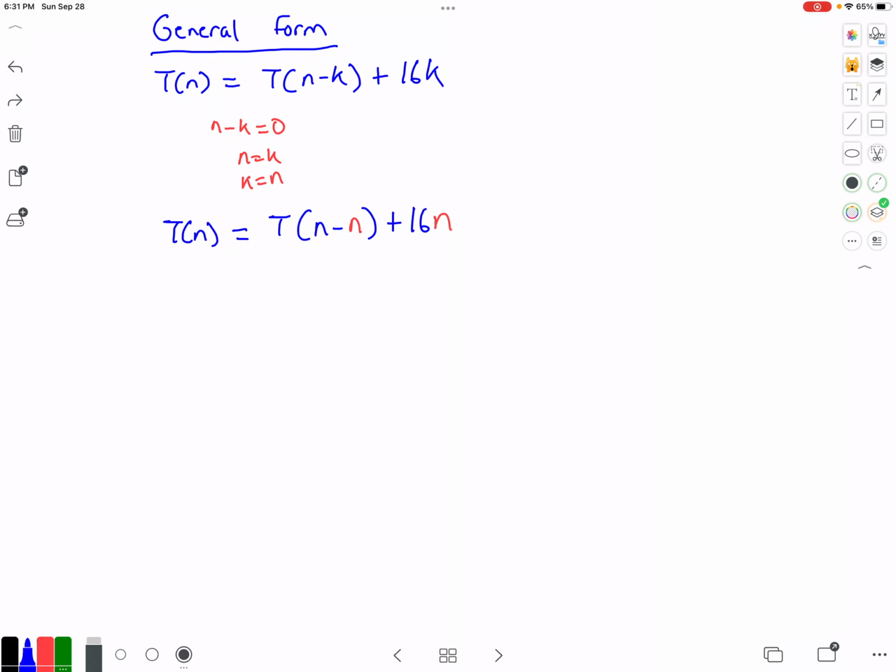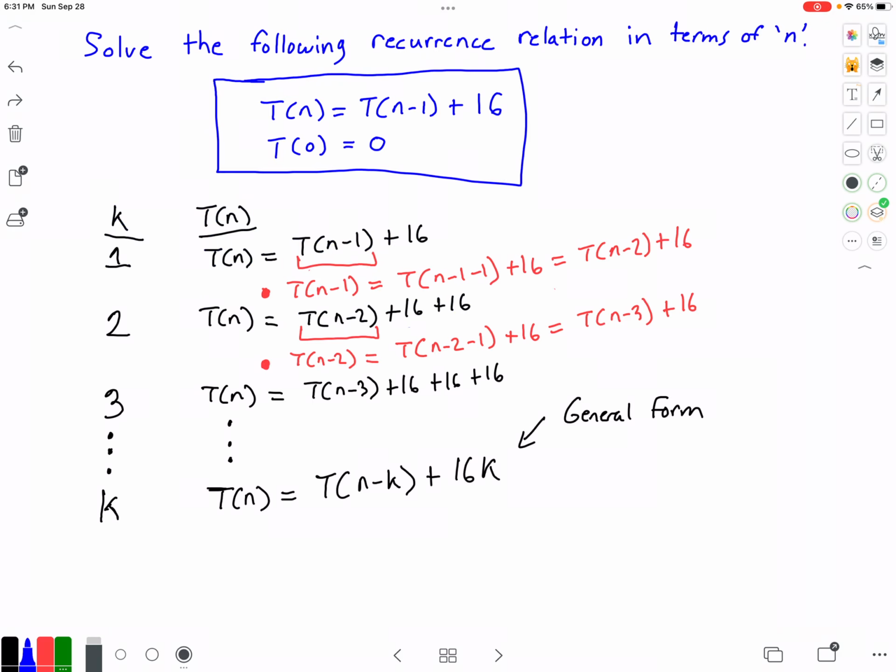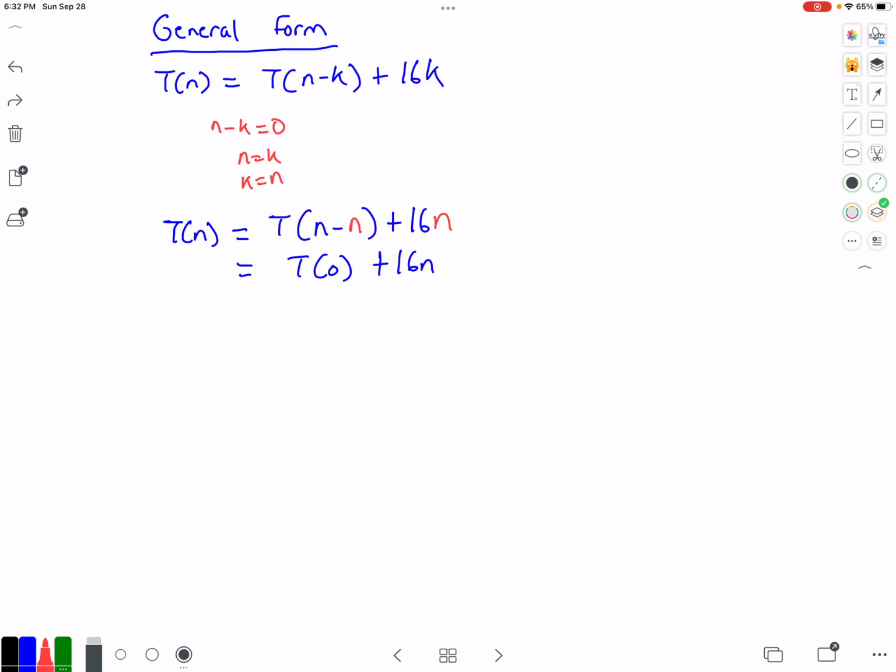All right, let's go ahead and simplify this. So we get T of 0 plus 16 times n. And what is T of 0? Well, if we go back to our original problem statement, we can see that T of 0 is equal to 0. Okay, so let's continue simplifying here. So we get T of n is equal to 0 plus 16 times n, and this is equal to 16 times n.